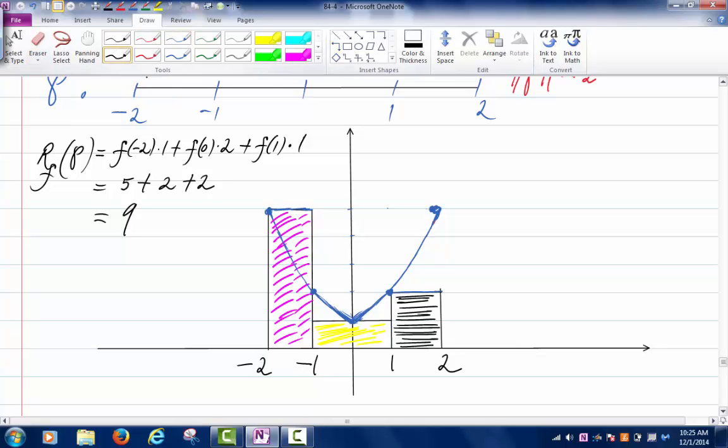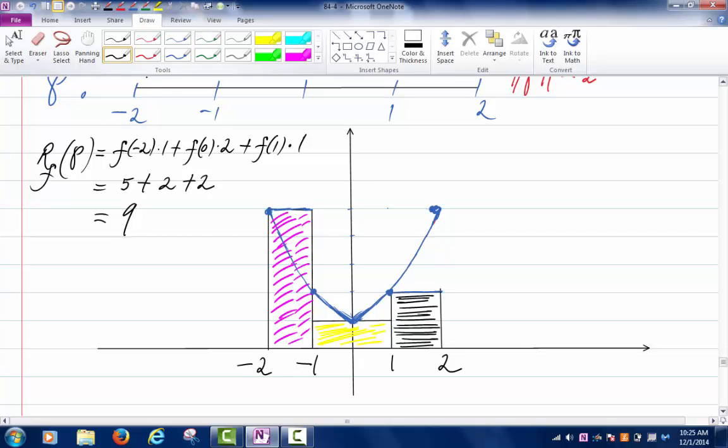Partition points were -2, -1, 1, and 2, right? Those were the partition points. Now, for the first subinterval between -2 and -1, what's the first term in the Riemann sum? The first term, we evaluated the function at -2, and we multiplied by the length of this first subinterval, right?